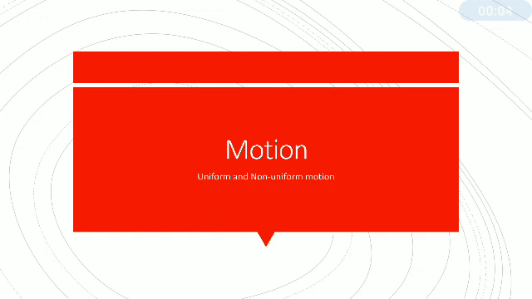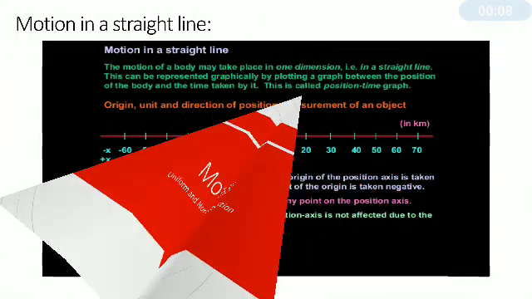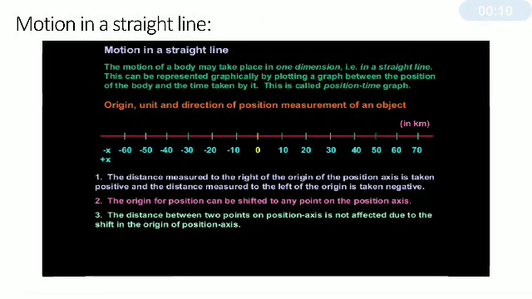So we will continue with our chapter motion and the topic is uniform and non-uniform motion. So let us first look at the motion in a straight line. The motion of a body may take place in one dimension, that is in a straight line, and this is the simplest form of motion. It is also known as linear motion.